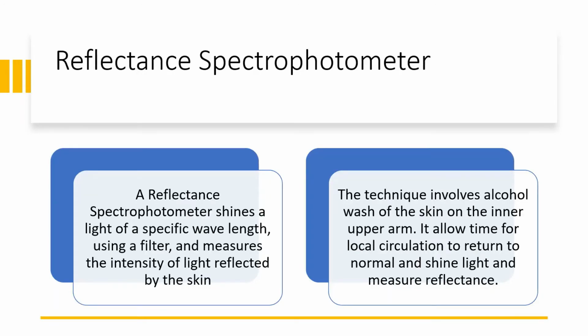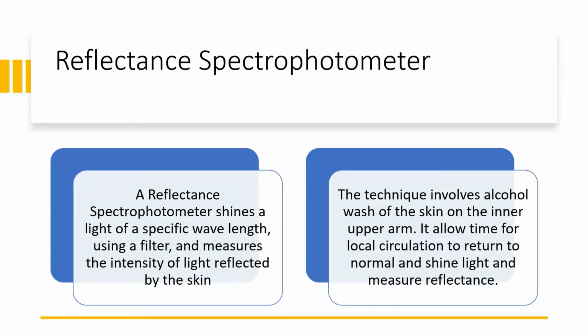This technique involves an alcohol wash of the skin on the inner upper arm, and allows time for the local circulation to return to normal, then shines light and measures reflectance. So this is a simple piece of equipment used for the measurement of skin color based on the principle of reflectance spectrophotometry.